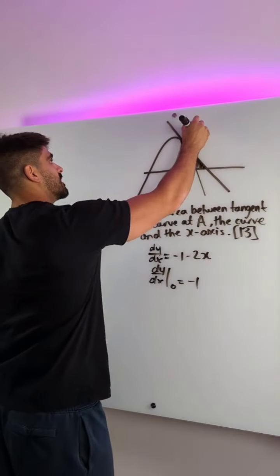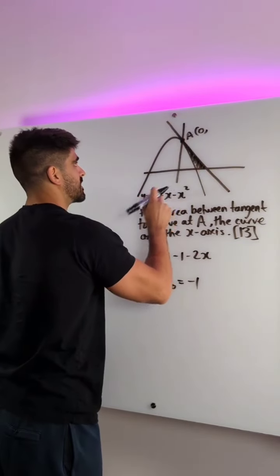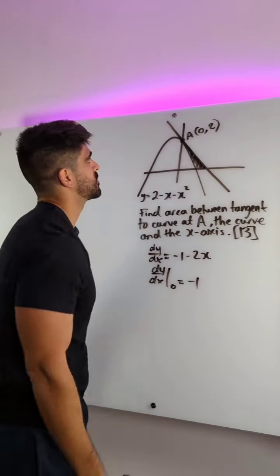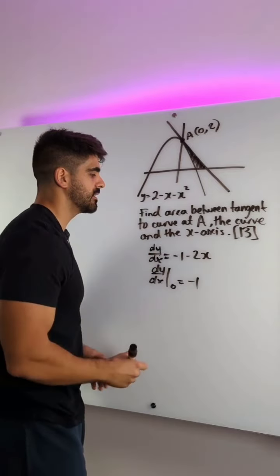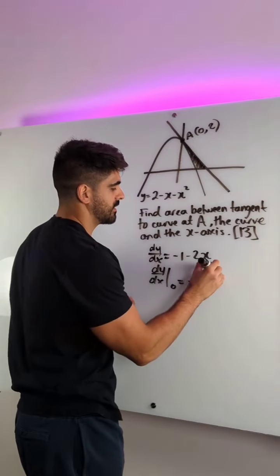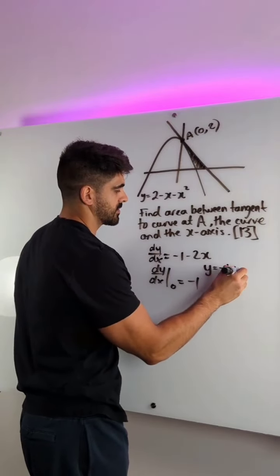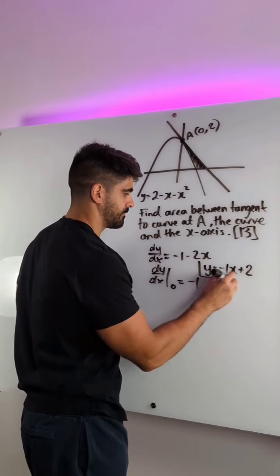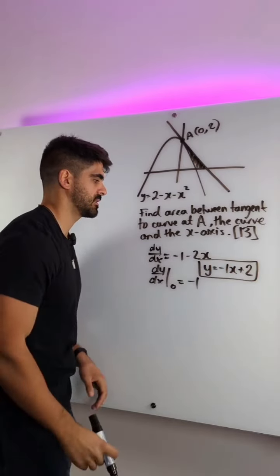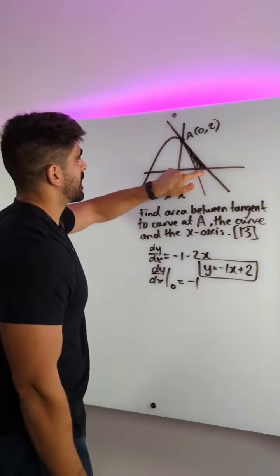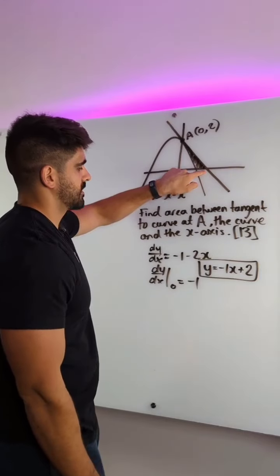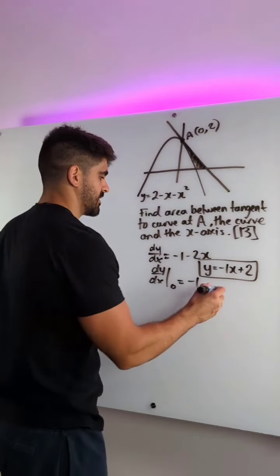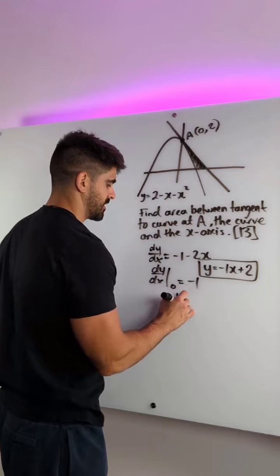Okay, and then we're just going to sub in the coordinate. Now A has a coordinate, x is 0. When you sub in x is 0, you get 2. Okay, so we know the y-intercept. So actually we know immediately what the equation of the tangent is. y equals mx plus c, so just minus x plus 2. I want to find out where it crosses the x-axis. When you make y equals 0, you just get x is 2. So I'm trying to save space here.